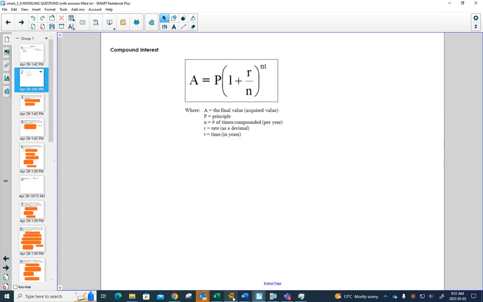And the first one, which we looked at a little bit already, we'll do some more, is compound interest. Again, in this unit, they can ask you any word problem with any formula that's out there, even if you haven't seen it. But they will always give you the formula and what things stand for in the question. A is the final amount, P is the principal, N is the number of times compounded per year, R is the rate, and T is the time in years.